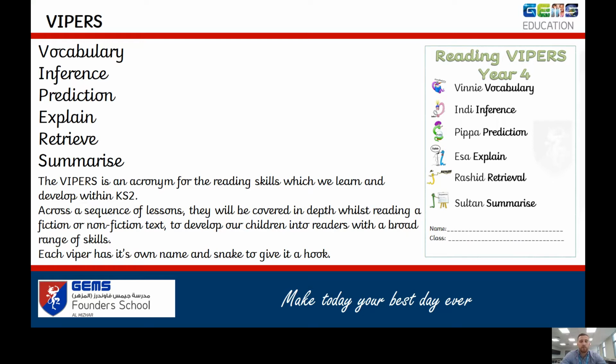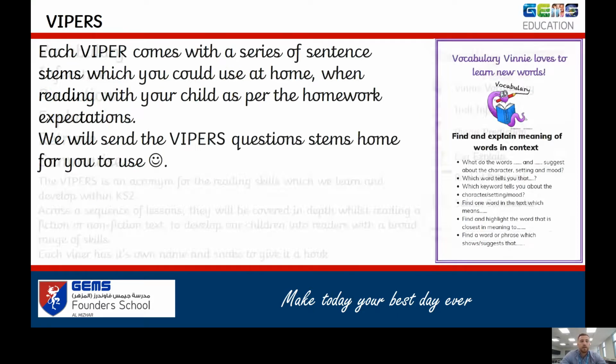Across a sequence of lessons, we will go into each of those skills and help your child develop them. Each of those skills has been given a name and a character to help your child remember it and recognize it as we are doing our lessons. Each of those Vipers asks your child to do something different within a reading lesson. For example, the vocabulary asks your children to find and explain the meaning of words within a context.